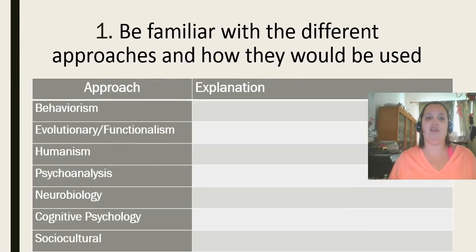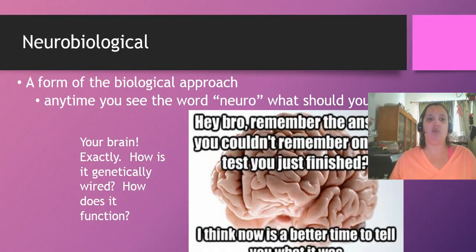So let's talk about the different approaches and how each of them would have been used. I may go a little bit out of order from the study guide, my apologies, but I will hit all of these items. The first one I want to talk about is neurobiological.